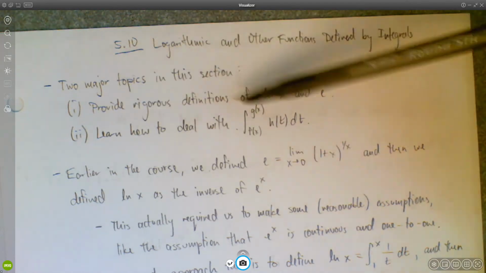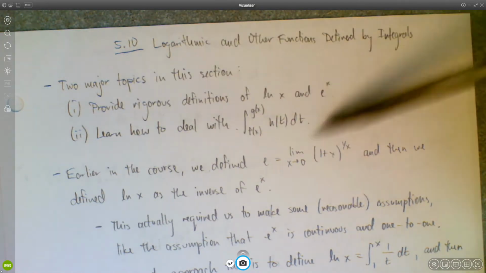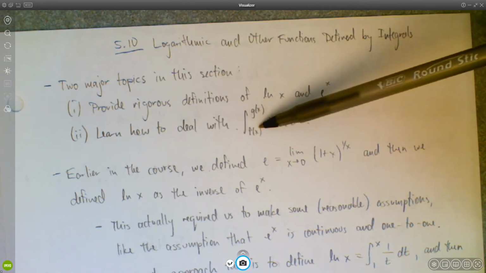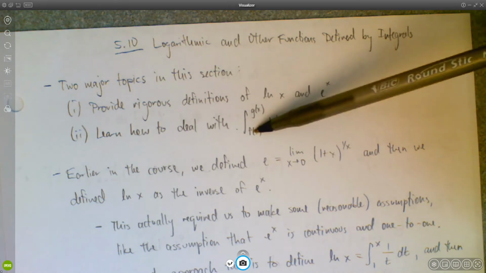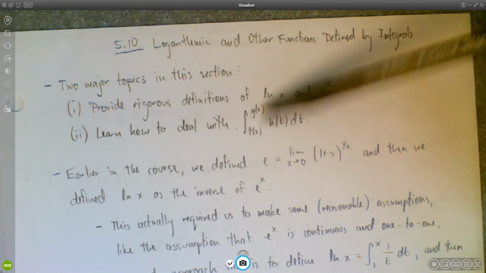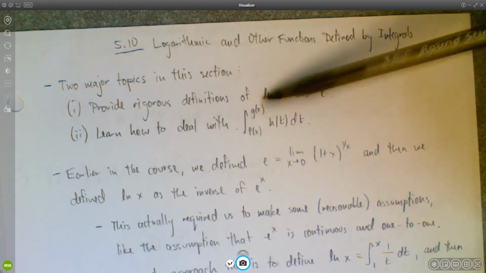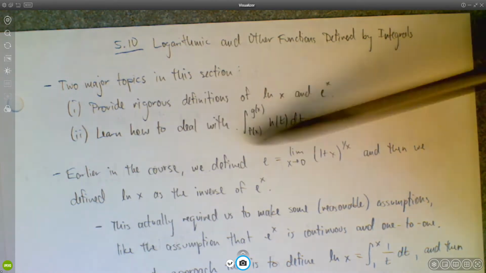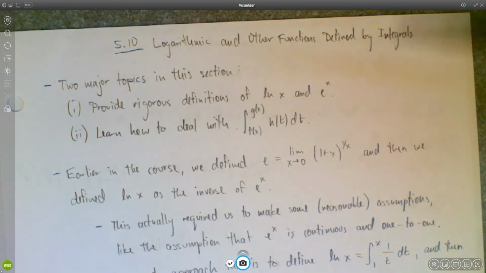And then second of all, we're going to learn how to deal with integrals like this. Now, Fundamental Theorem of Calculus Part 2 tells us how to deal with the case when the lower limit of integration is a constant and the upper limit of integration is just x, right? But what do you do when you have functions of x in your lower and upper limits of integration? So we'll learn how to deal with that as well in this section.